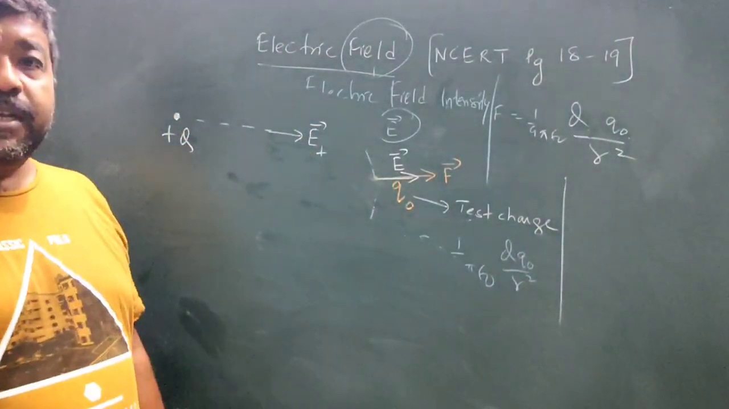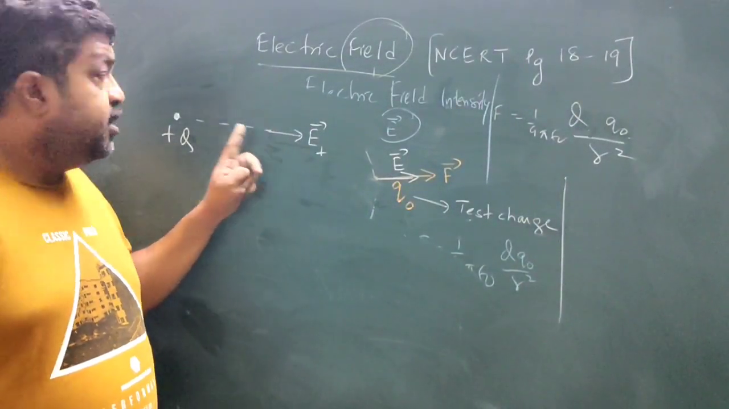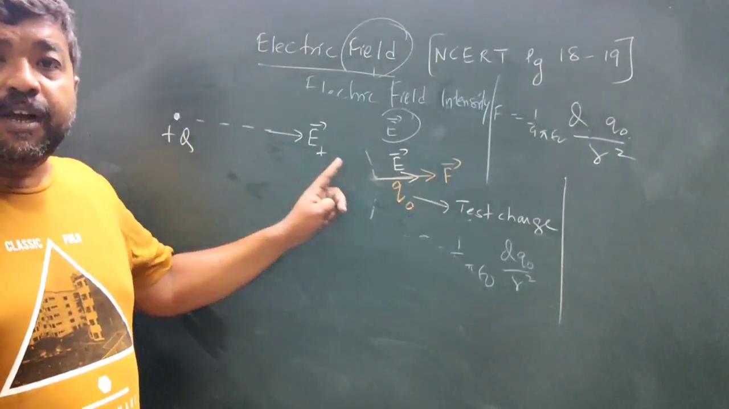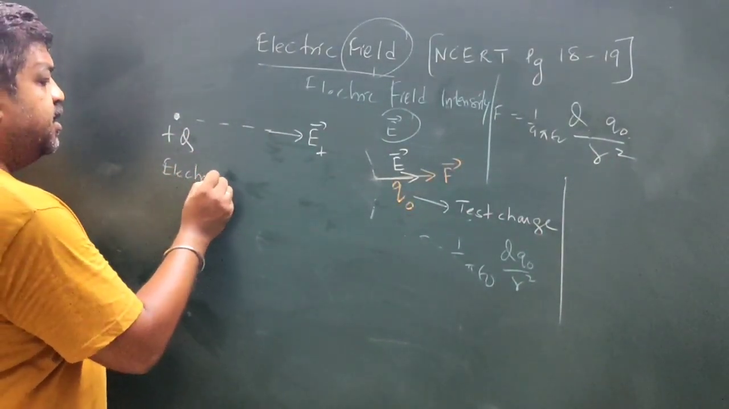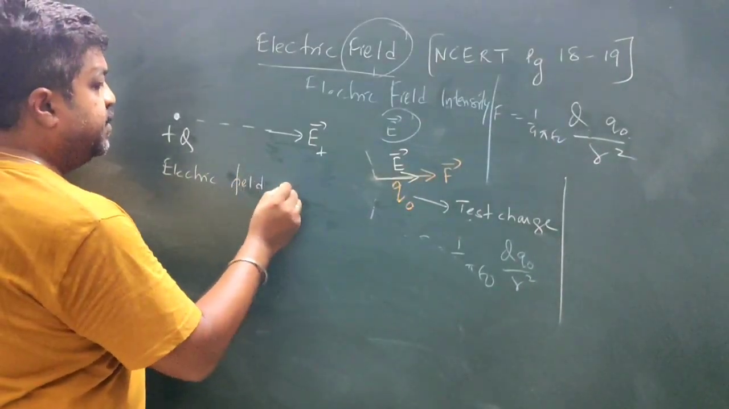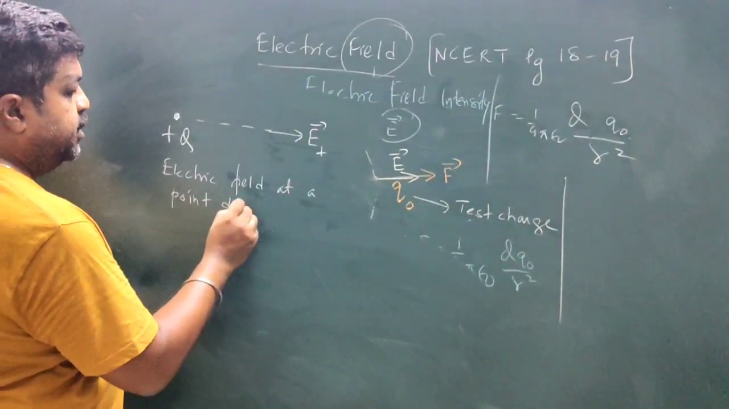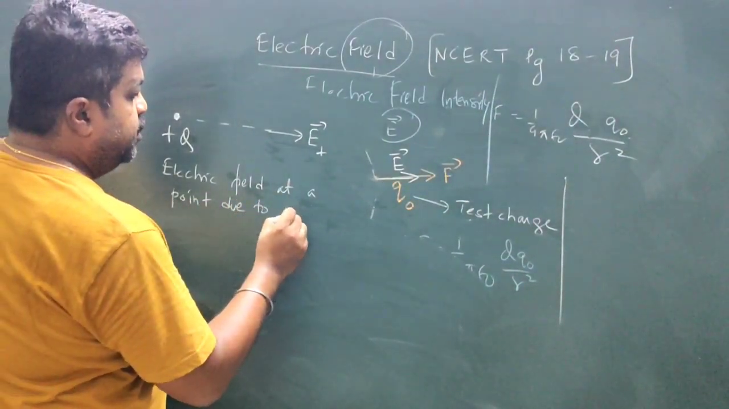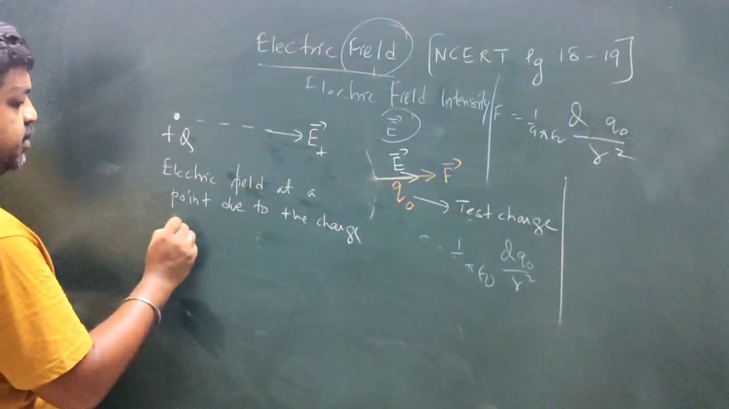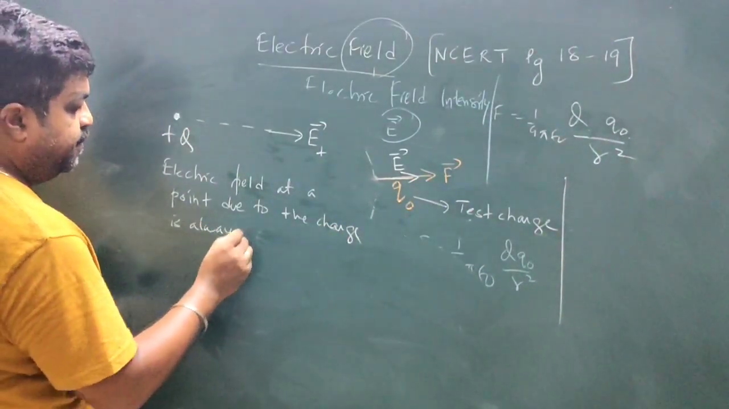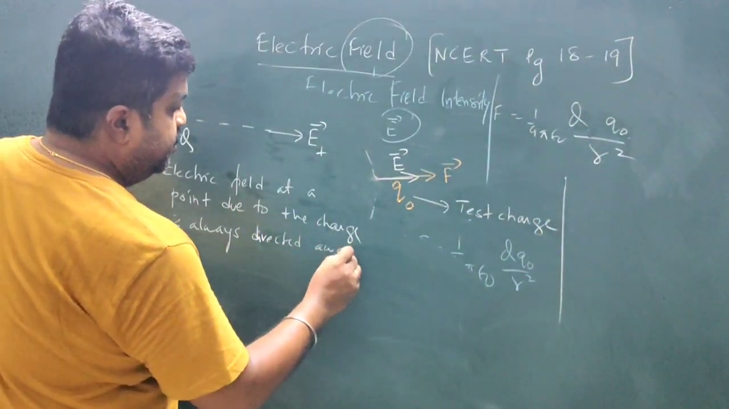So you can say that electric field intensity at a point due to positive charge is always directed away from the charge.